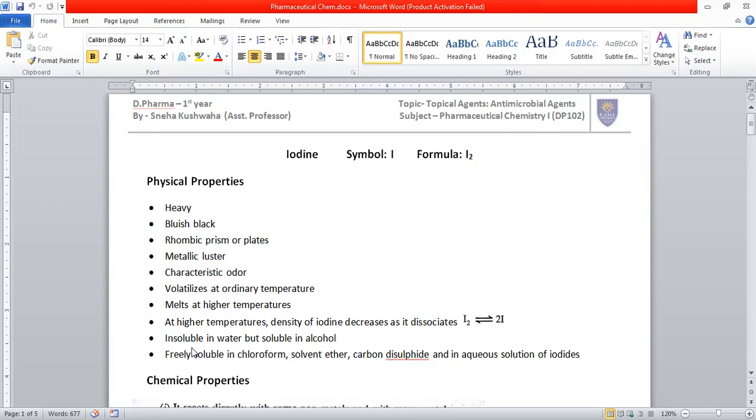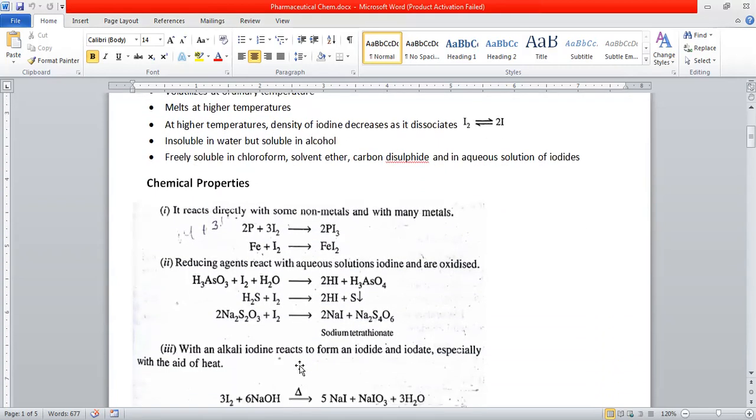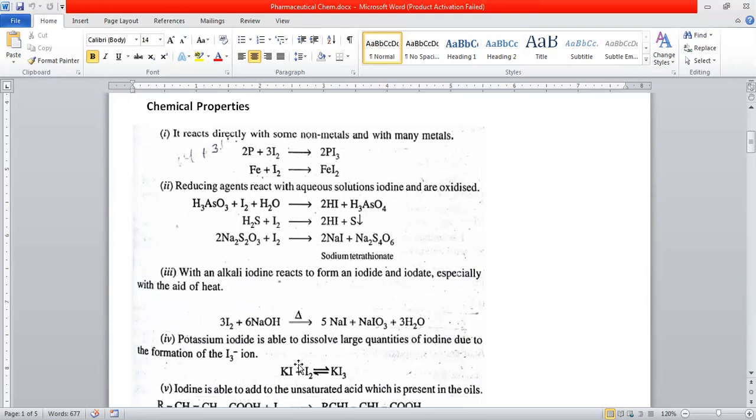Now, let's talk about the solubility. Iodine is insoluble in water but soluble in alcohol. It is freely soluble in chloroform, ether, carbon disulfide, and in aqueous solutions of iodides. Now we shall discuss the chemical properties of iodine.